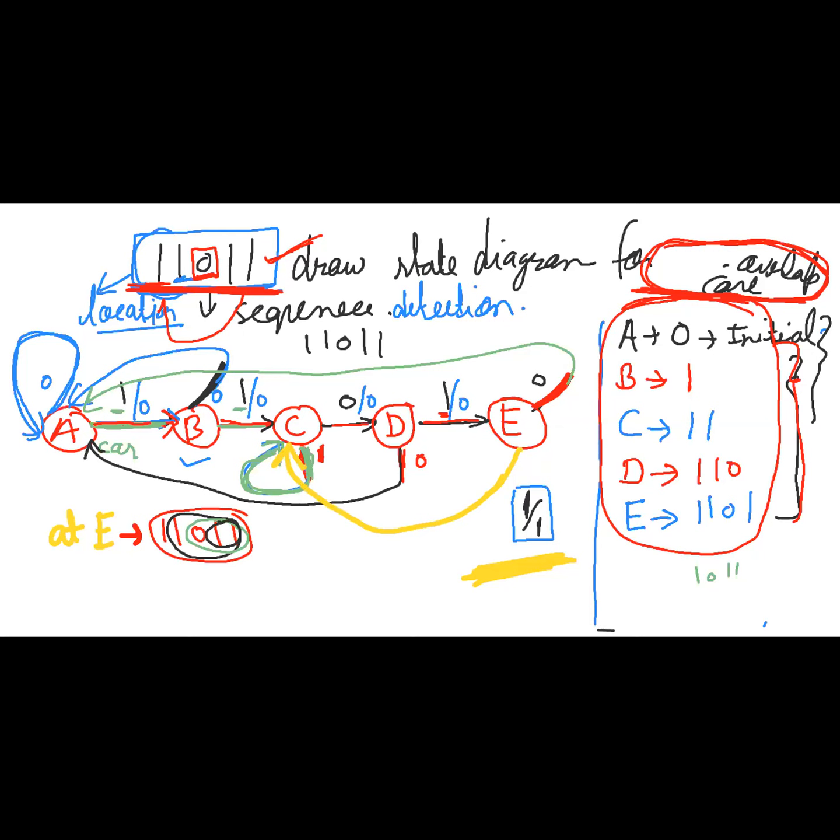Only this is the change for overlap and non-overlap. For non-overlap, you can close your eyes and go to the initial state. But for the overlap case, you need to find the way where it should go. It can go to A, B, C, D, or E, based on the data you receive from here. Got it?